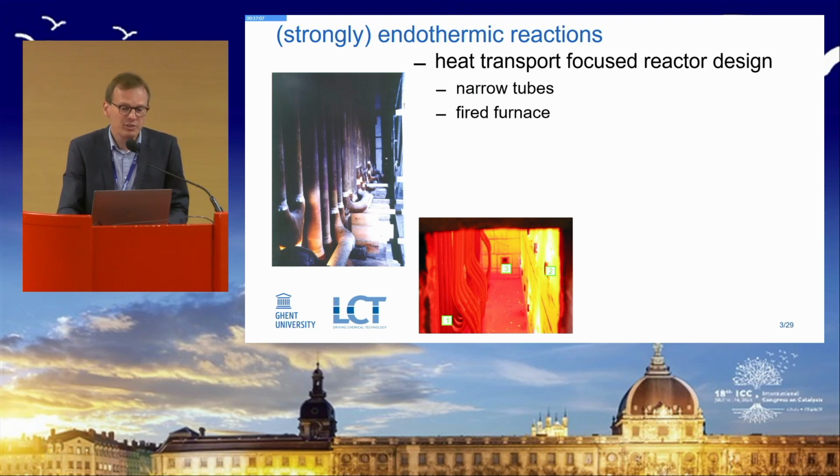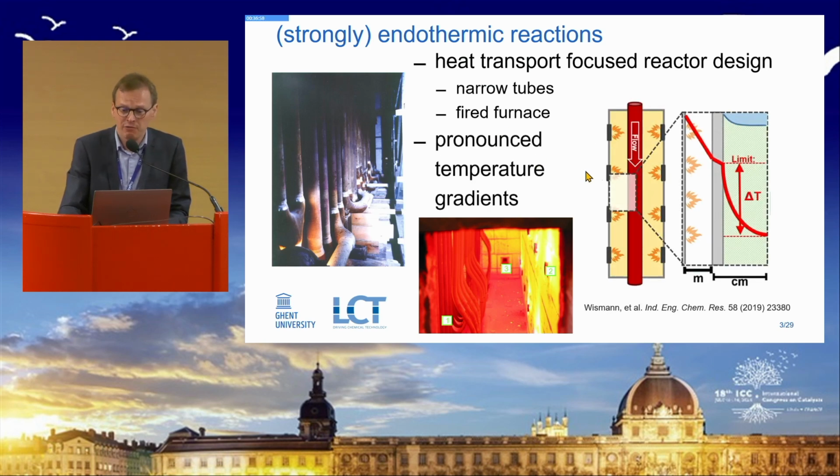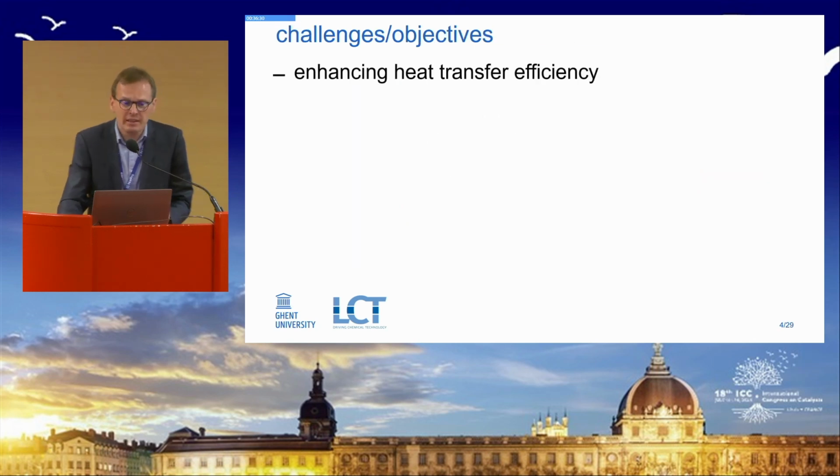And as of today, conventionally, this is done by making use of a reactor with narrow tubes and a fired furnace, such that you have quite pronounced temperature gradients. You have high temperatures in the furnace. Then you need a proper tube material which can withstand such high temperatures. And all this to drive a reaction which, for a large extent of the reactor tube, is in fact occurring at much lower temperatures. So this sets the scene and sets the challenge of what we want to achieve.